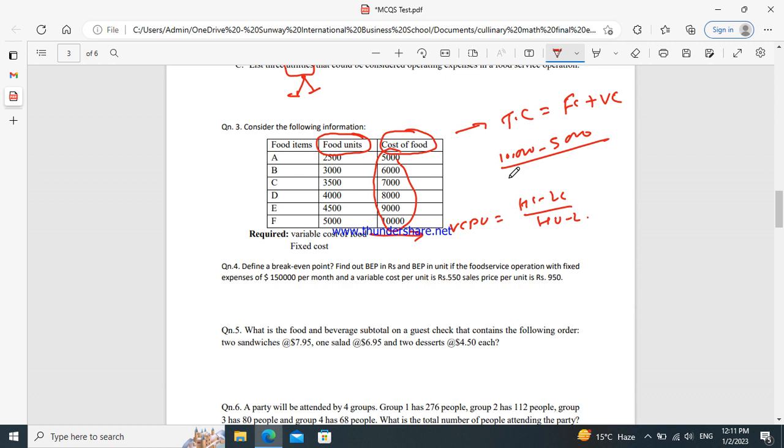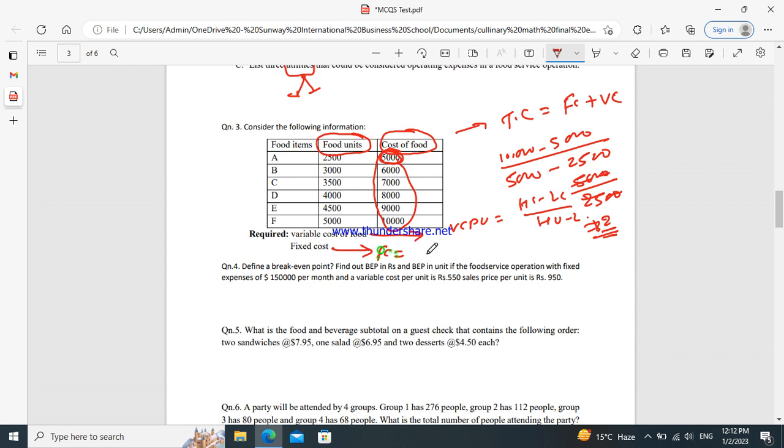High unit is 5,000 and lowest unit is 2,500. From this data, you can find out 5,000 divided by 2,500, which gives 2 RS per unit, the BCPU. And FC you can find out from this data. You can take any one cost from this column. I'm taking the lowest cost and lowest unit.